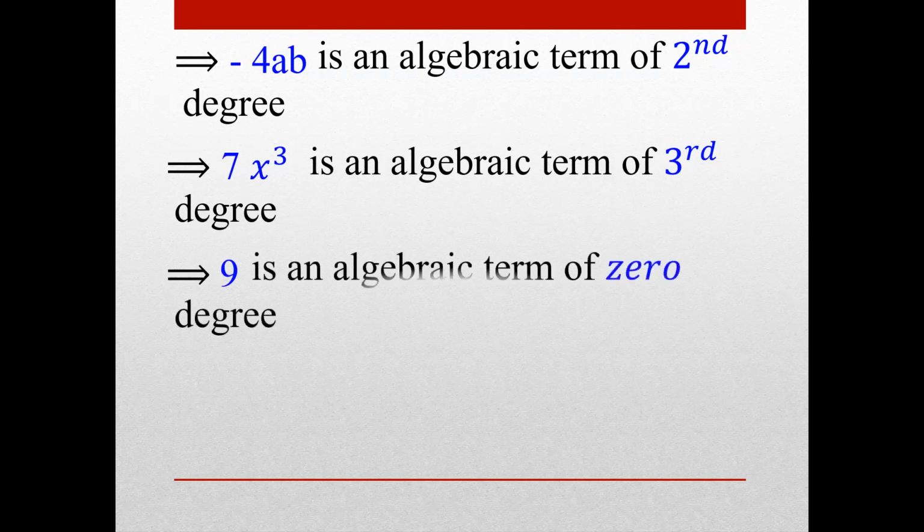9. Where is the numerical factor? It is 9. Where is the algebraic factor? We don't have an algebraic factor. So it is an algebraic term of 0 degree, because we don't have any algebraic factors. So the degree will be 0 degree. And it's called an absolute term. The term that has no algebraic factor is called an absolute term.